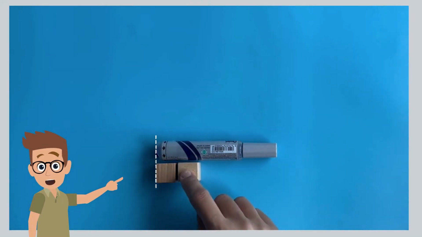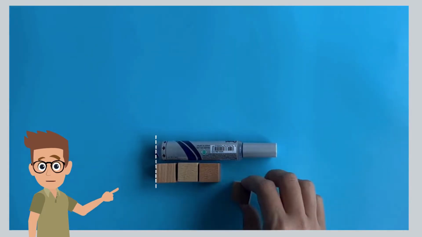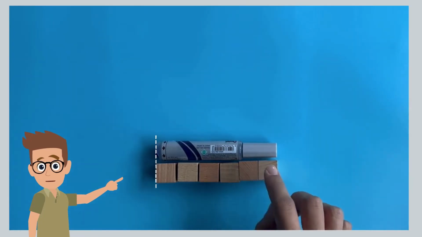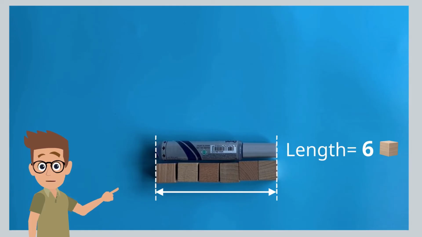1, 2, 3, 4, 5, and 6. The length of the marker is equal to 6 wooden cubes.